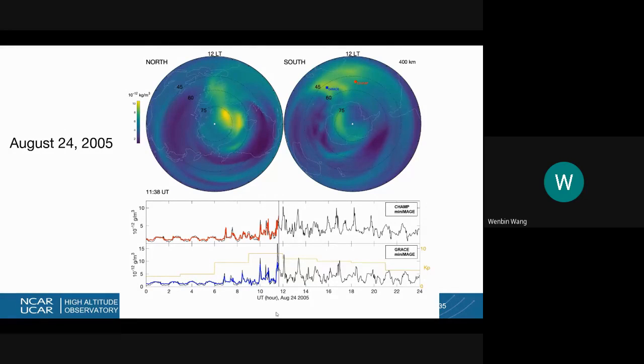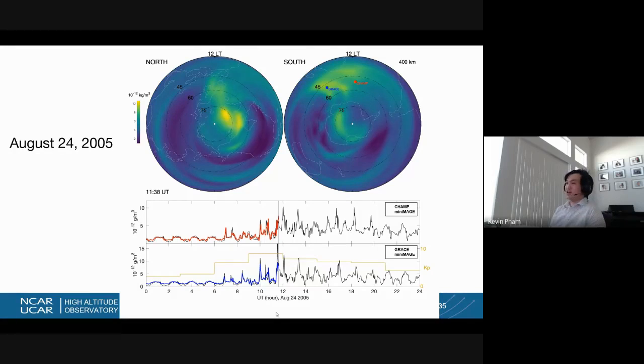So you don't have cusp precipitation in the simulation yet, right? Right. So this simulation does not have cusp precipitation, and does not have Alfvénic heating in the cusp. And if you notice, GRACE is sitting right here. The cusp is a little bit poleward of that. It's about here, but GRACE is flying really close to the cusp, and it's missing. You know, we've completely missed the spike here.